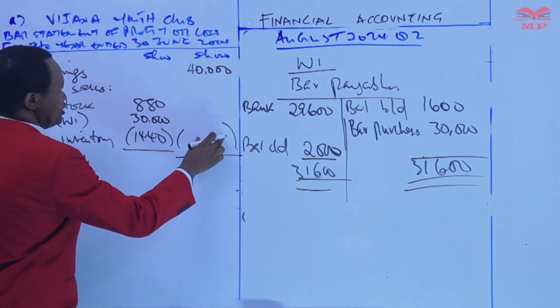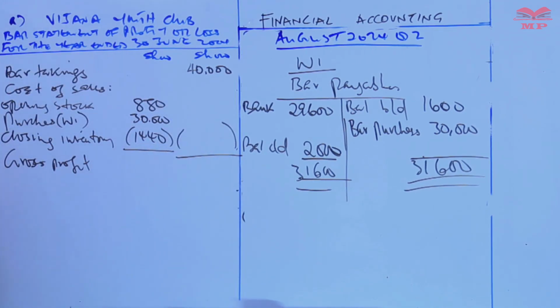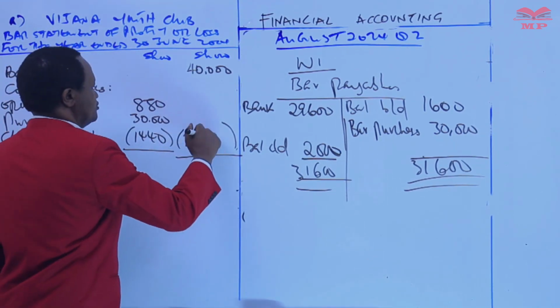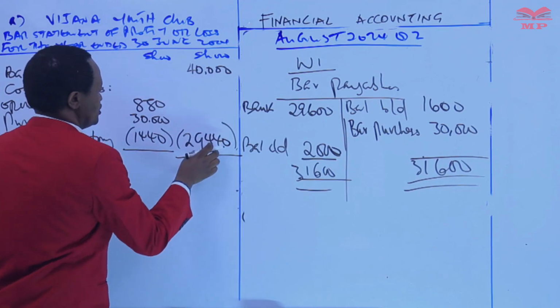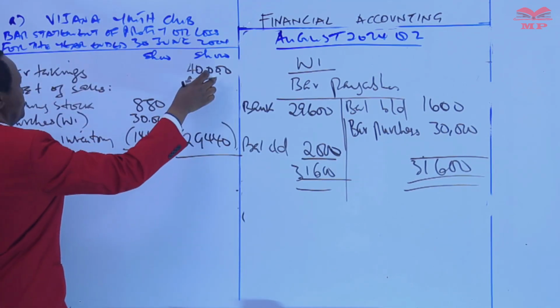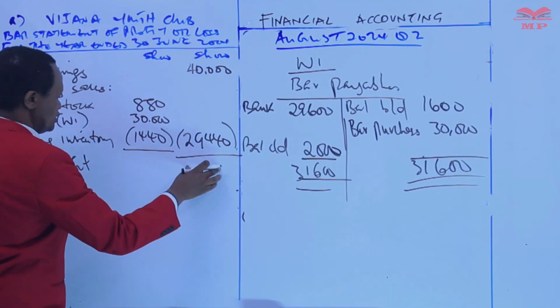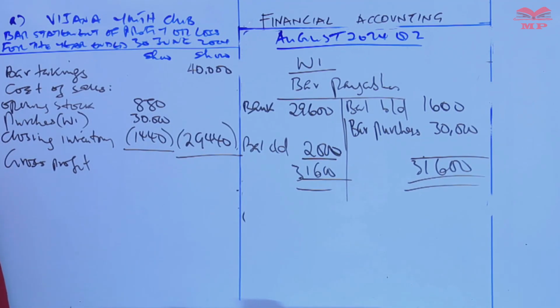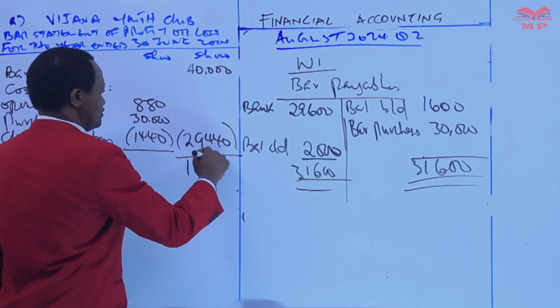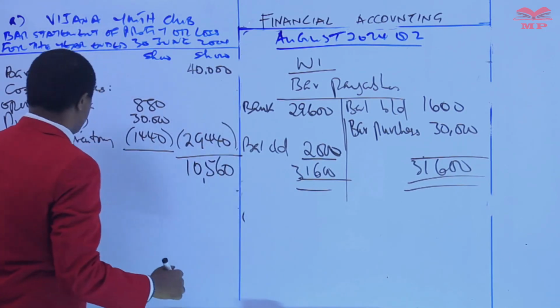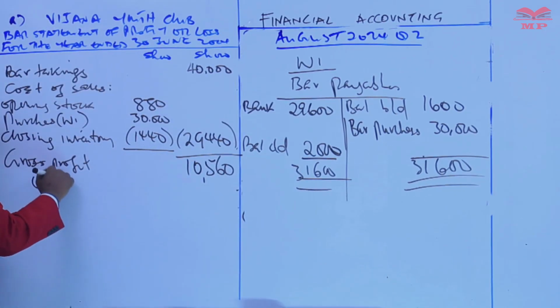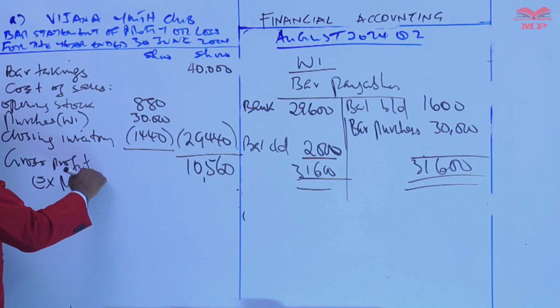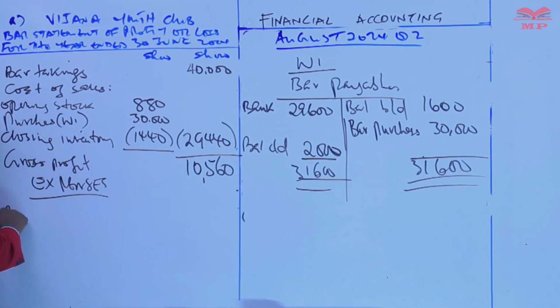So give me the cost of sales. 29,440. Deduct the cost of sales from the bar takings or sales. What is the gross profit? 10,560. Gross profit is 10,560. We deduct expenses, bar expenses, and I see there is the bar wages.